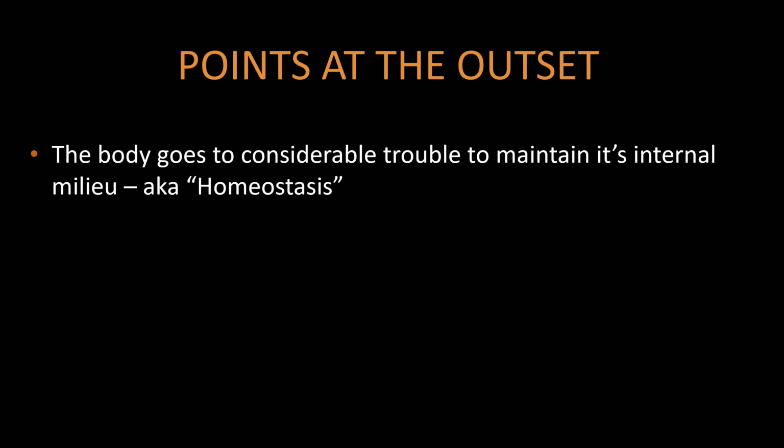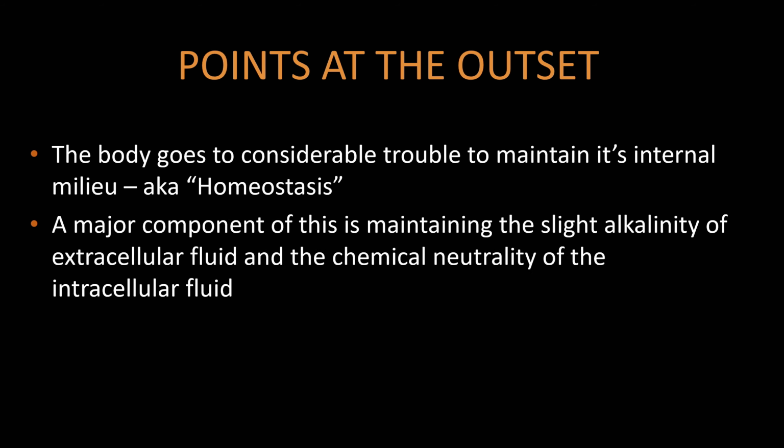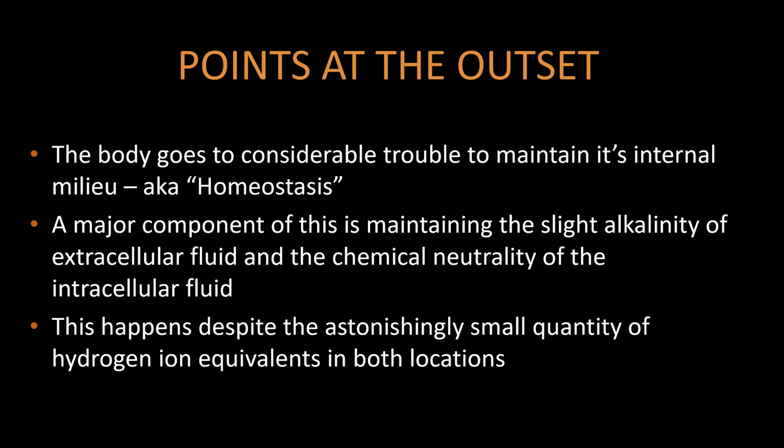The body goes to considerable trouble to maintain its internal milieu. This is also known as homeostasis. A major component of this is maintaining the slight alkalinity of extracellular fluid and the chemical neutrality of intracellular fluid. This happens despite the astonishingly small quantity of hydrogen ion equivalents in both locations.